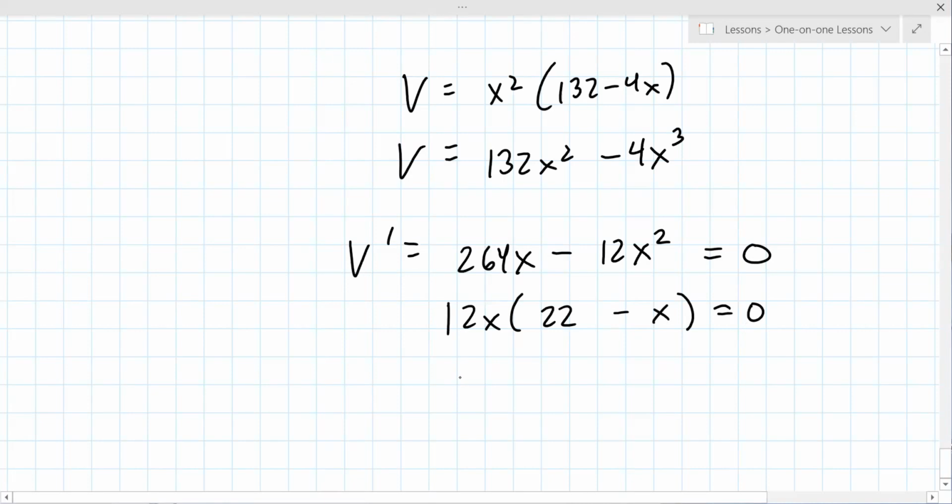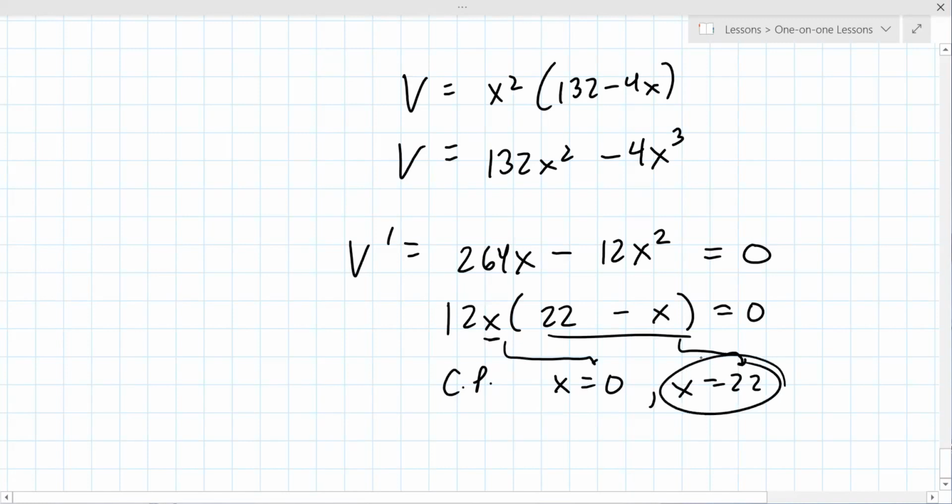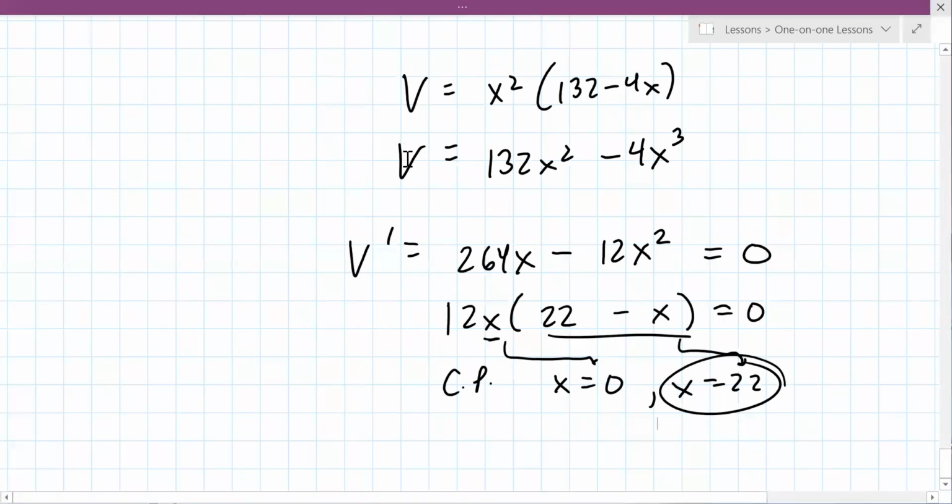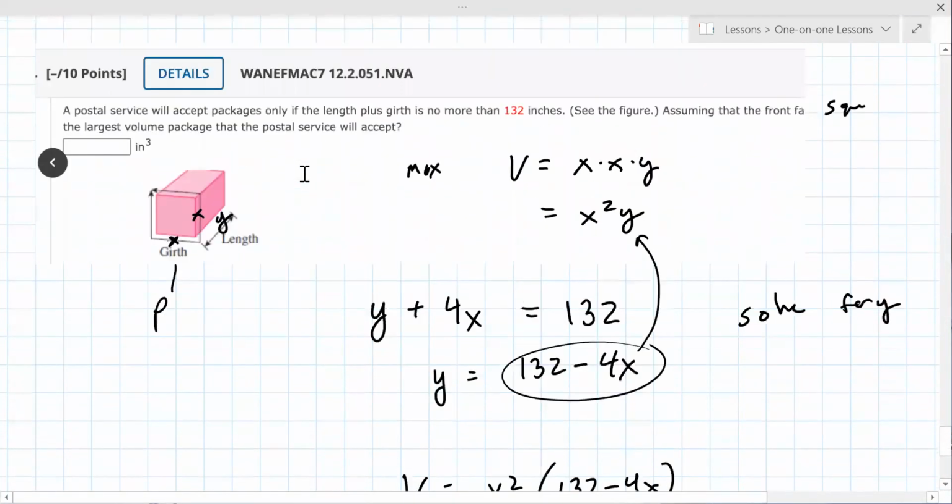So there's two critical points this time. There's one at x equals 0, that comes from here. And then there's one at x equals 22, that comes from here. Well, the one at 0 is ridiculous because you wouldn't have a package of size 0. So it must be this one. There is more to do than this, but this is enough for the class you're taking and what you're trying to accomplish.